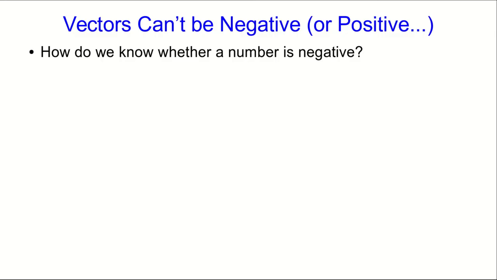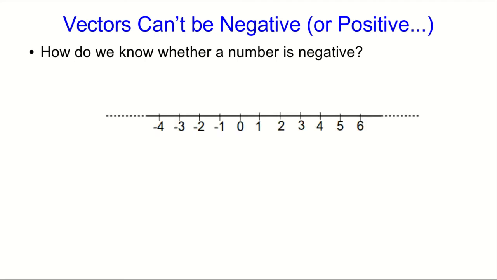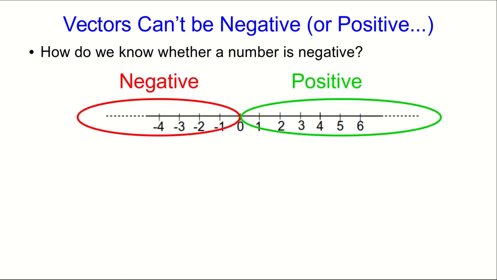How do we know whether a number is negative or positive for that matter? Well, the simple answer is we figure out where that number lives on the number line. If it lives to the left of the 0 on a number line, then it's negative. And if it lives to the right of the 0 on the number line, then it's positive. And so if I just give you some number a, and I tell you where it lives on the number line, then you can tell me whether it's positive or negative. You can see that this number a is apparently negative.